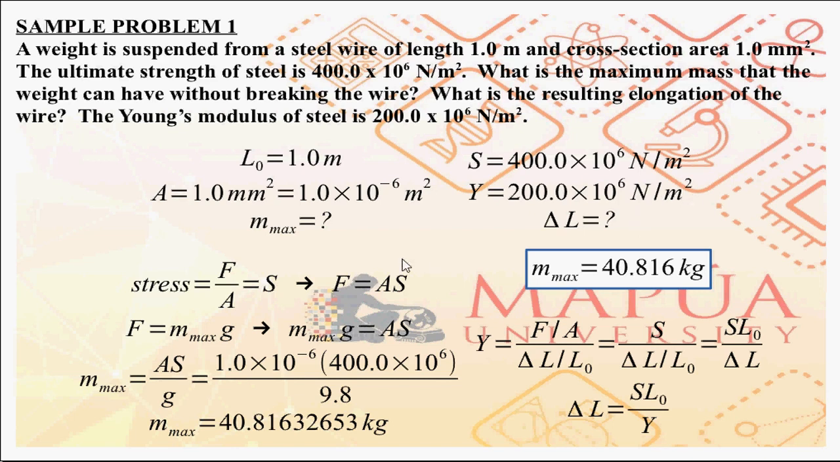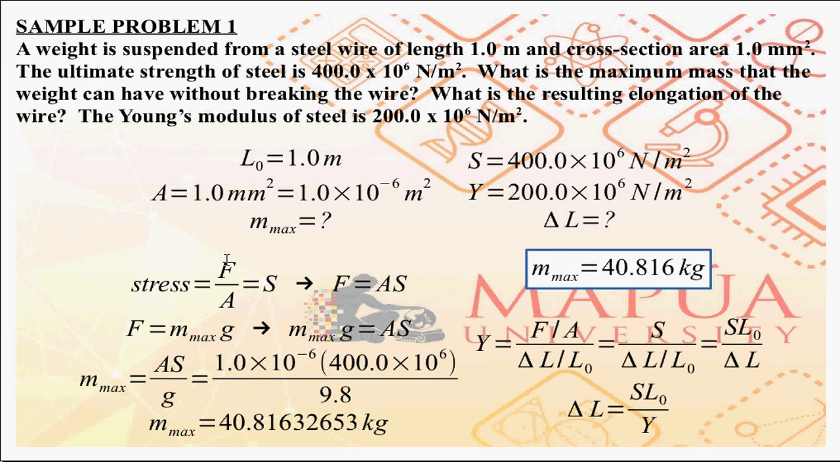We are asked for two things. What is the maximum mass that the weight can have without breaking the wire, without exceeding the ultimate strength of the wire? And given that the Young's modulus, Y, is 200 times 10 to the 6th power Newton per meter squared, determine the change in length, the elongation of the wire just as it is about to break.